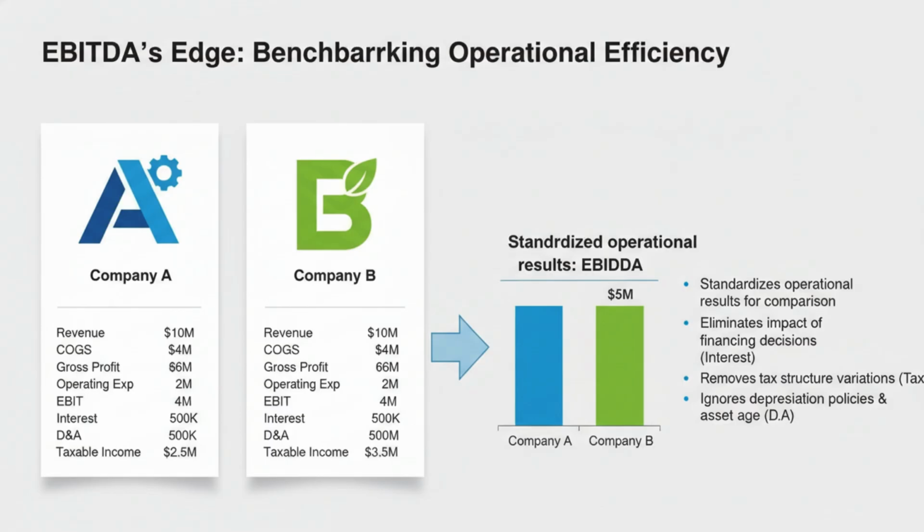One of EBITDA's primary strengths lies in its ability to facilitate comparisons between companies. By adding back interest, taxes, depreciation, and amortization, EBITDA effectively standardizes financial results across different firms. This means you can compare the operational efficiency of two companies, even if they have vastly different financing structures, are subject to different tax rates, or have varying levels of old versus new assets affecting their depreciation schedules.